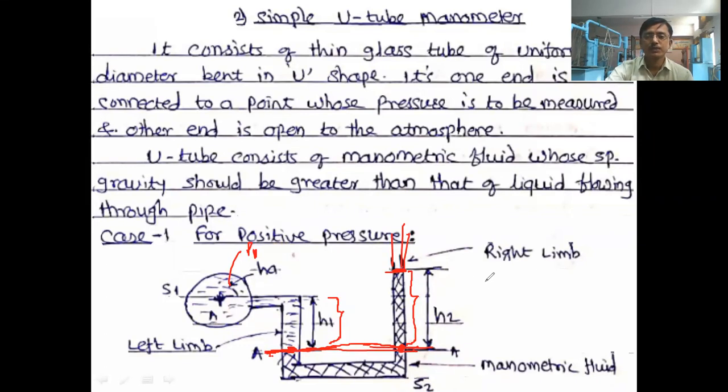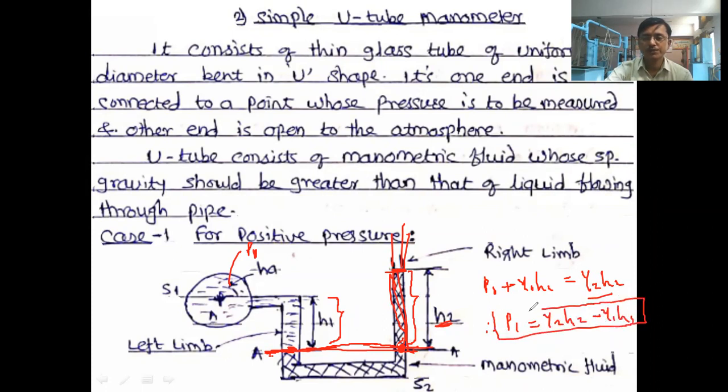Okay, so here we can write P1 plus gamma 1 H1 is equal to gamma 2 H2. This is the pressure intensity at this point. Because of this column, it must be equal to gamma 2 H2. So therefore, we can say that P1 is equal to gamma 2 H2 minus gamma 1 H1. So this is our required equation to find out the pressure intensity at this particular point.